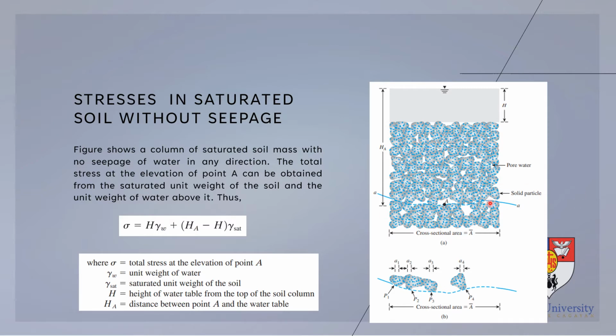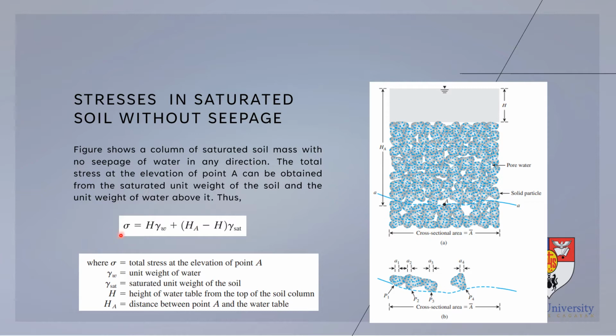The total stress at the elevation of point A, which is here, can be obtained from the saturated unit weight of the soil and the unit weight of the water above it. Basically, that means that at point A, the stress being experienced is caused by the soil above it and the water above it, and the pressure caused by that weight can be obtained through the use of their unit weights, multiplied by their respective heights.